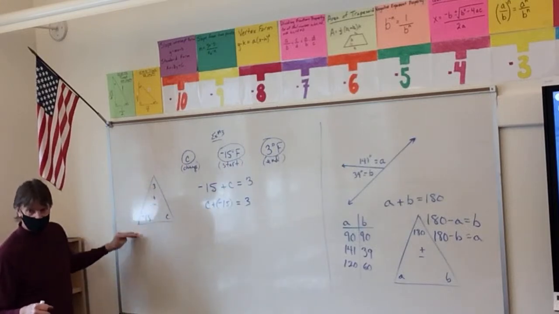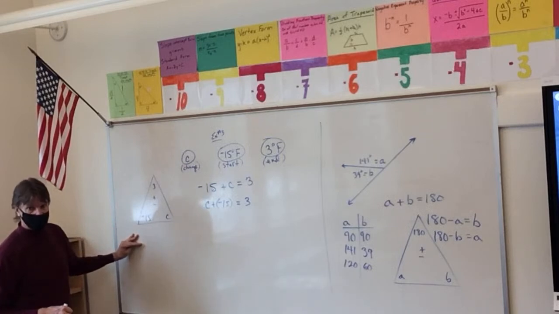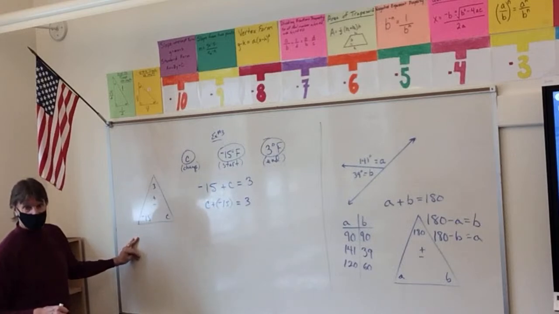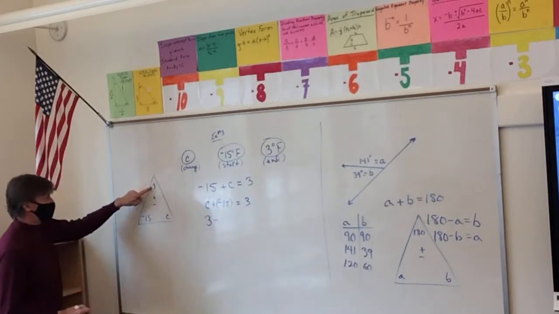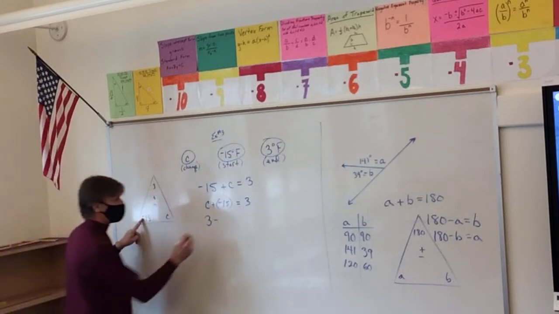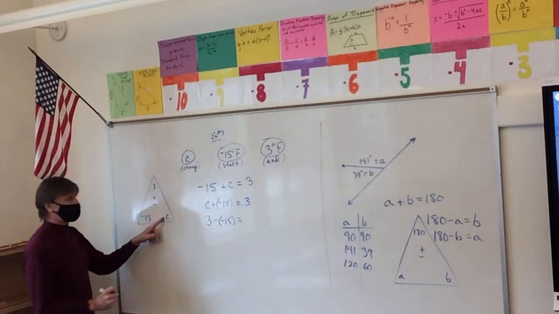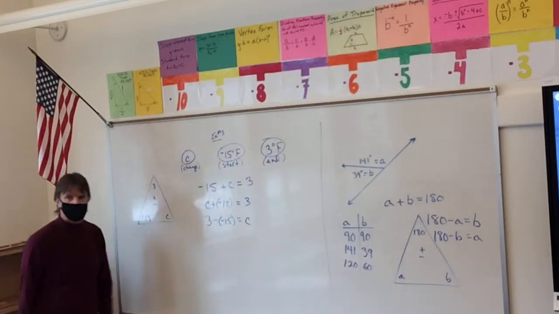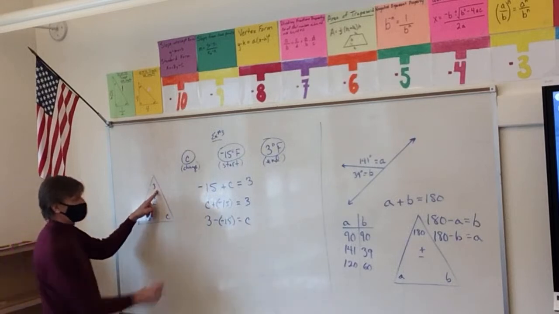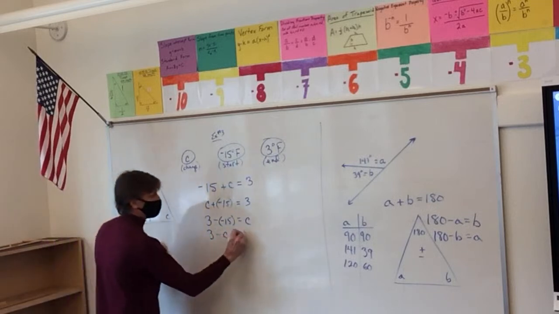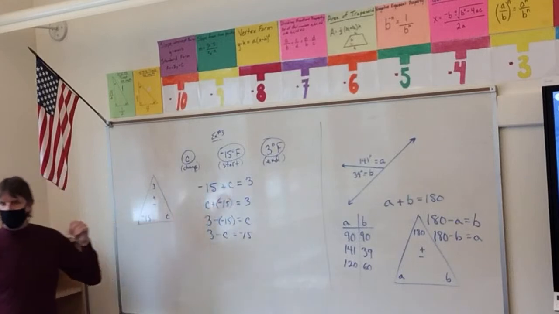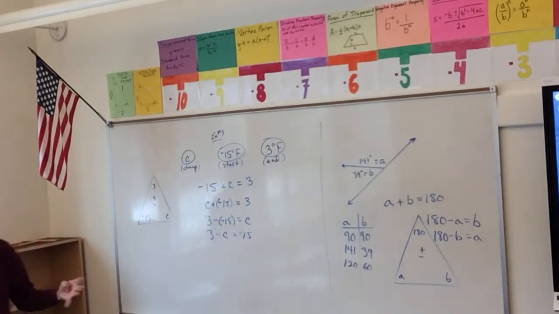Do you know how to write a subtraction from the back triangle? Cool. Which number do we start from when we write the subtraction problems? 3. Subtract. Negative 15 equals C. The change. Or 3 minus C equals negative 15. So which of these four is the most straightforward to find the value of C?